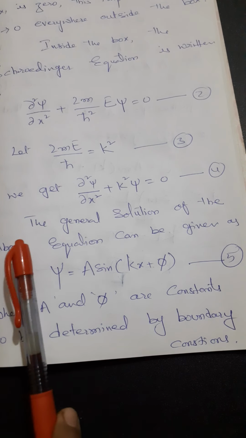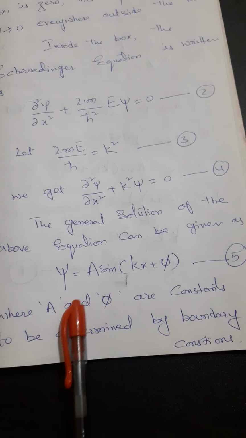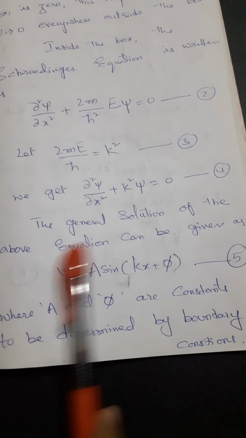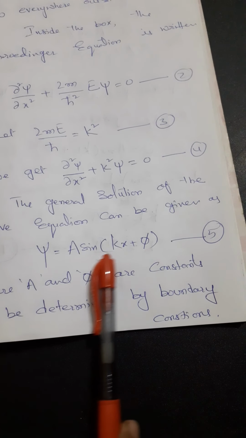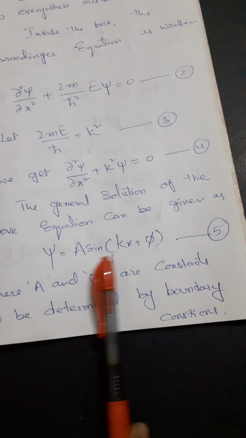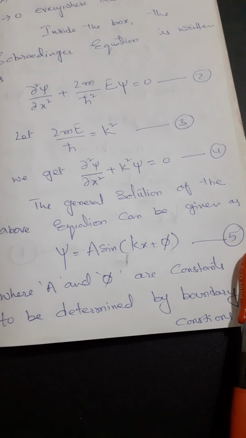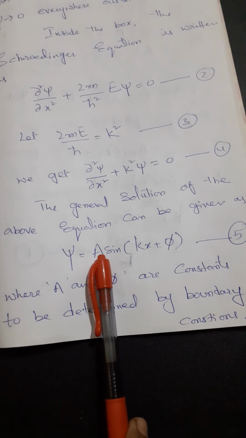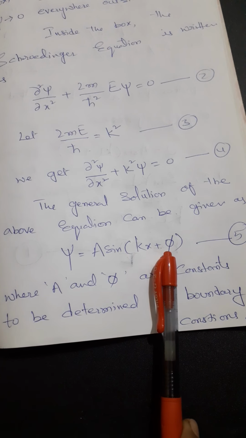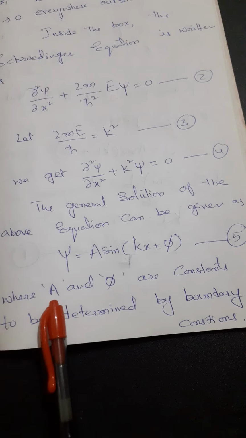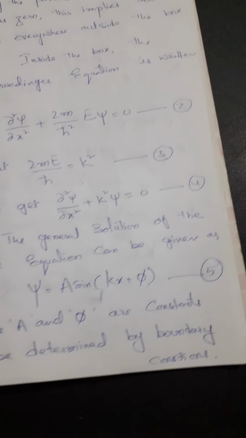We know that this differential equation has a solution of this form. The general solution of the above equation can be written as psi is equal to a sin(kx plus phi). Let us take this as equation number 5. Here a is a constant and phi is a constant. To determine a and phi, we have to use the boundary conditions.